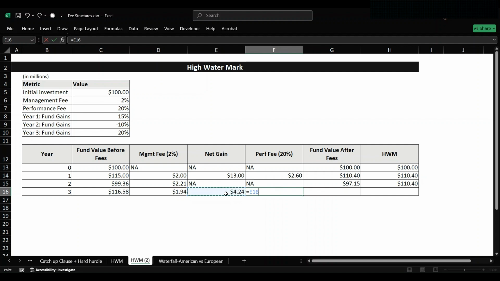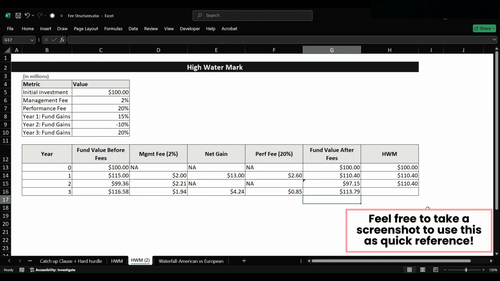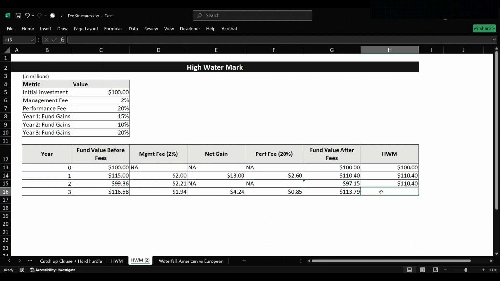Now we will be calculating the performance fees on this, which gives us 0.85 million as our performance fees. Calculating fund value after fees, which gives us 113.79. Since this value is greater than the previous high water mark, this becomes our new high water mark.